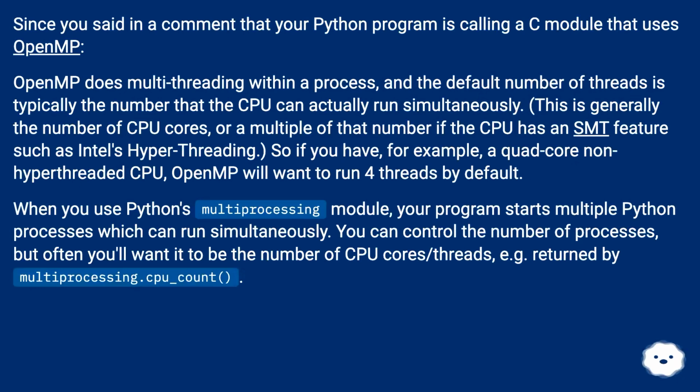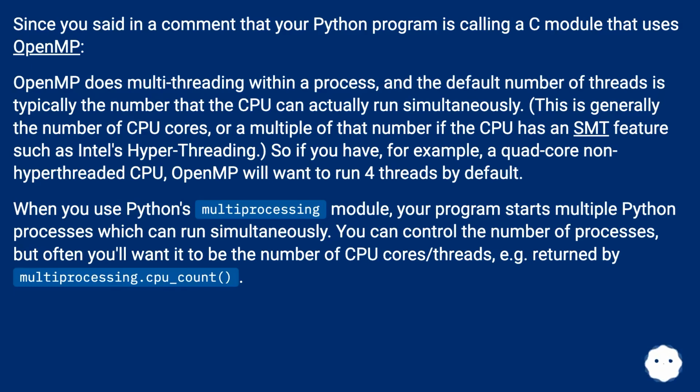Since you said in a comment that your Python program is calling a C module that uses OpenMP: OpenMP does multi-threading within a process, and the default number of threads is typically the number that the CPU can actually run simultaneously. This is generally the number of CPU cores, or a multiple of that number if the CPU has an SMT feature such as Intel's hyperthreading. So if you have, for example, a quad-core non-hyperthreaded CPU, OpenMP will want to run 4 threads by default.